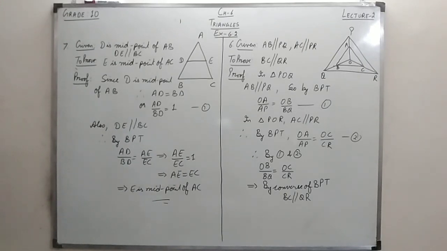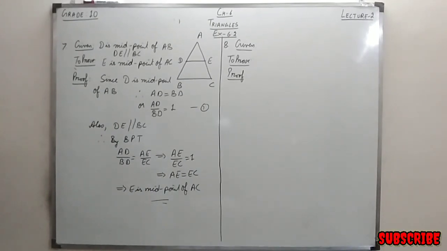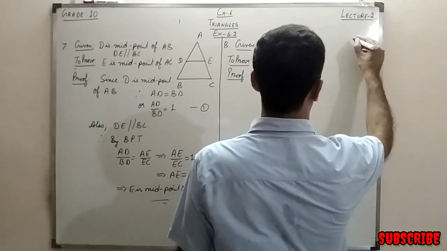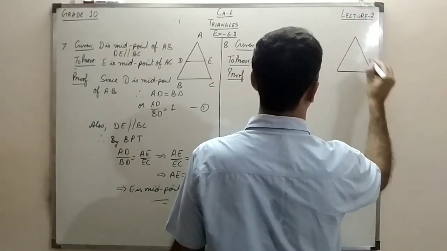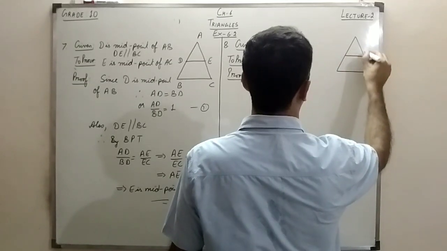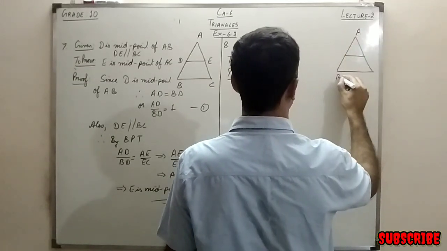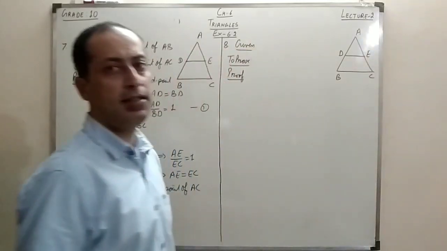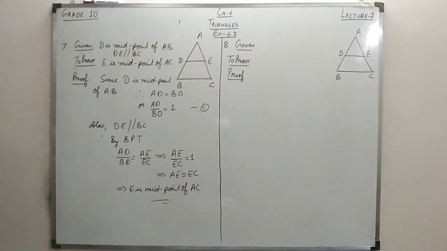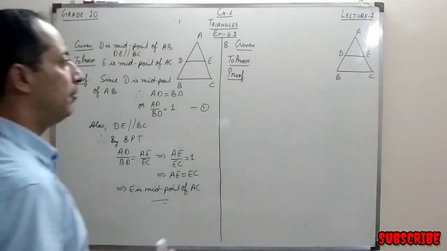Now let's see the eighth question. Now it's given in the eighth question that prove that a line joining the midpoints of two sides of a triangle is parallel to the third side. So I have a triangle here. Now this is the triangle ABC, and D and E are the midpoints of AB and AC respectively. And what I have to prove? I have to prove that DE is parallel to BC.